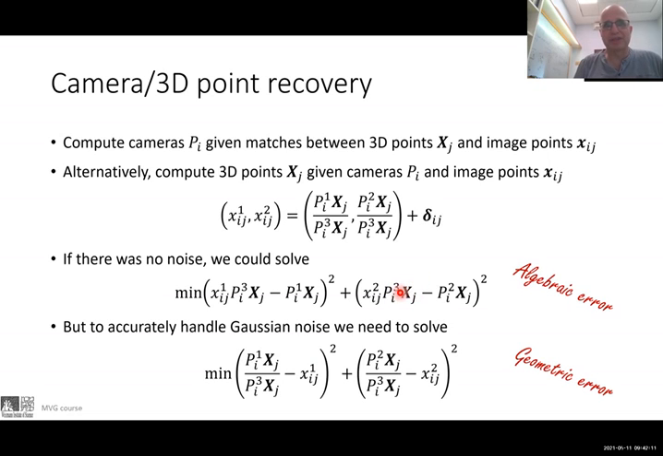So this cost function, the first one, we call an algebraic error cost function, whereas this one we refer to as geometric error. Okay, do we understand why we call this geometric and this algebraic? No, can you explain? Yes, yes.